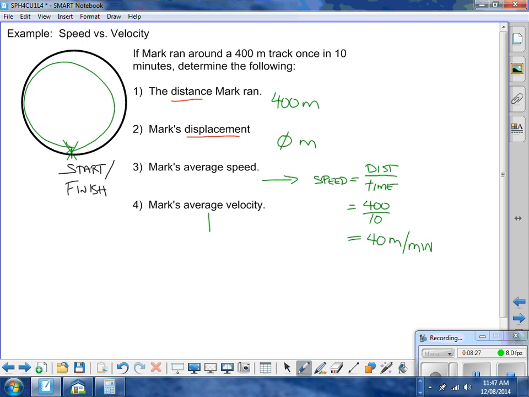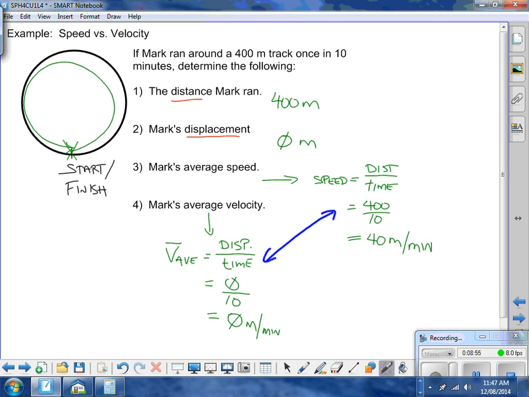What really throws people is when we calculate average velocity. Average velocity is equal to displacement over time. From above, we just said displacement was 0. So 0 divided by 10 is 0 meters per minute, and that's his average velocity. So that's a significant difference between speed and velocity, and it comes from that connection between distance and displacement. That's the way it works when you follow the two definitions.